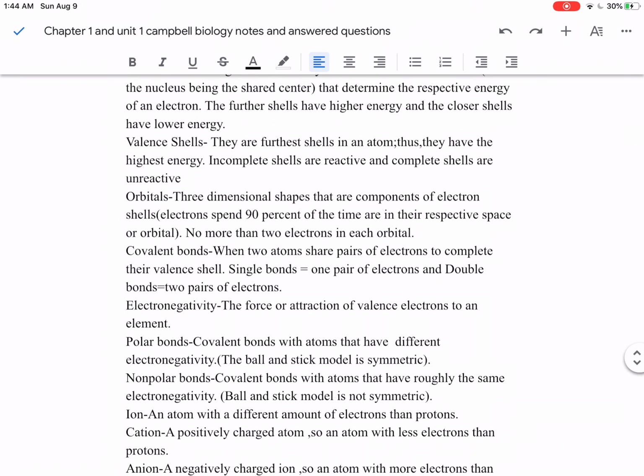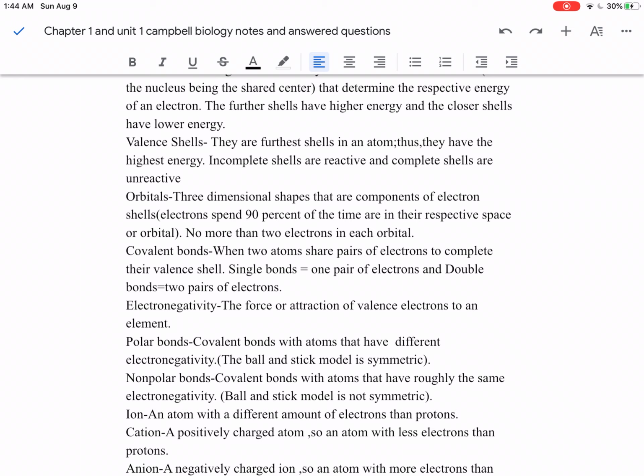Now, electronegativity is basically the force or attraction of valence electrons to an element. For example, fluorine is the most electronegative element, so basically that means that it just hogs all the valence electrons, and oxygen is the second most electronegative element. So all you really need to know is that electronegativity is a force or attraction of valence electrons to an element.